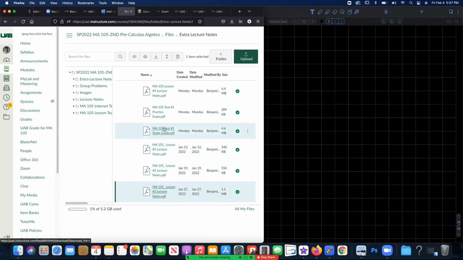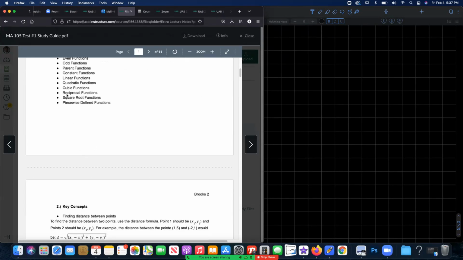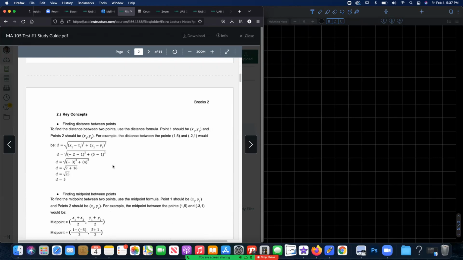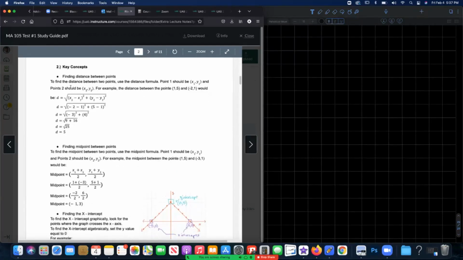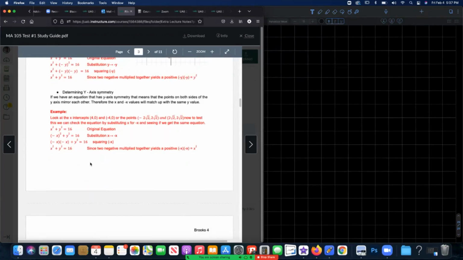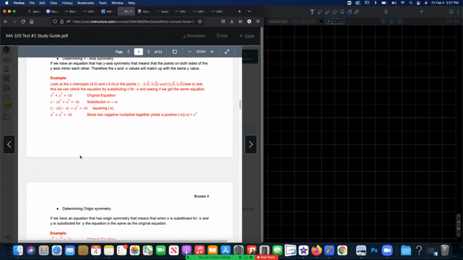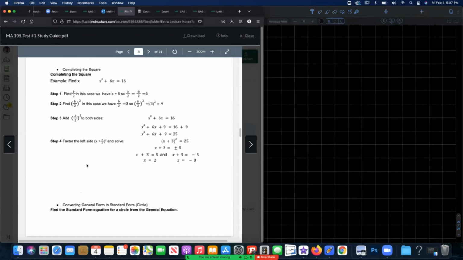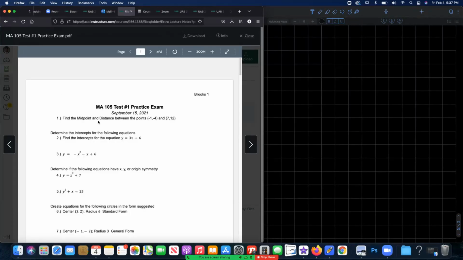But what's important for test 1 is that there is a study guide, and the study guide has a ton of different terms, key concepts and things you should know, like midpoint, for example, and defining the distance. I created all this just for you guys, so you have a comprehensive place for all of this. And if you want even more practice, take a look at the actual practice exam.